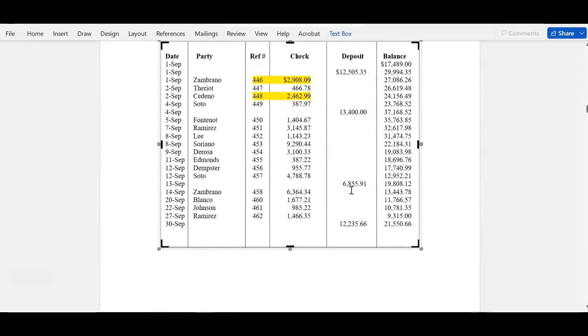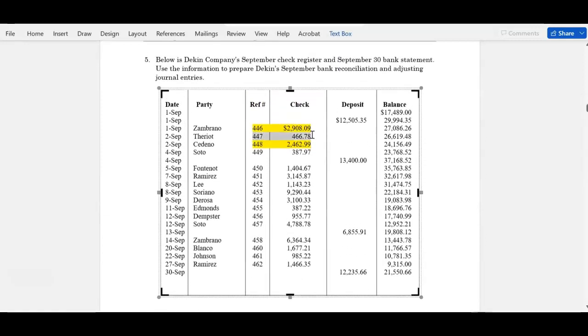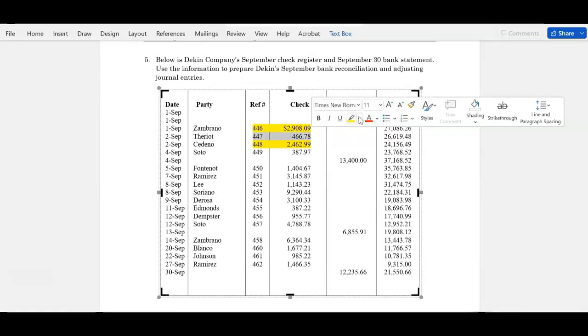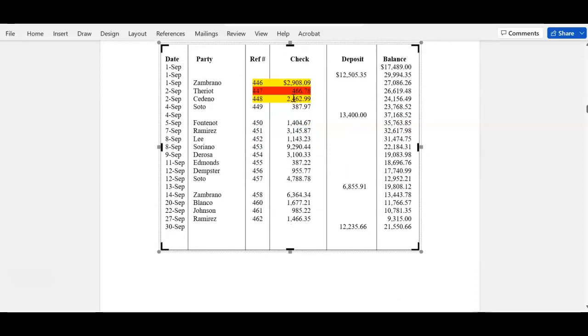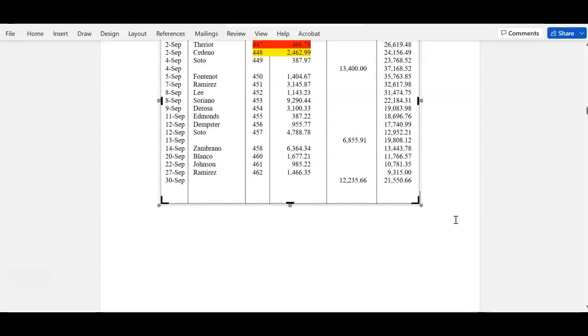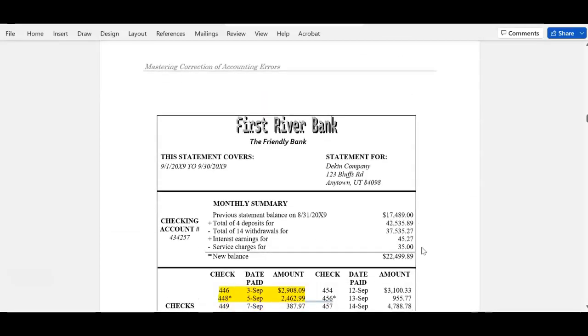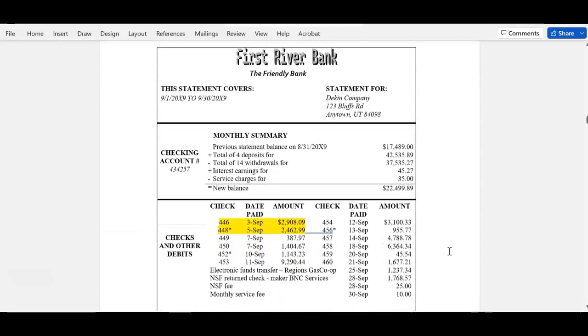So that check that is missing, technically that is a problem. So you want that to be in red because that's the check that is missing. Got it? So the red one is missing. We call that an outstanding check. So this check is not cleared yet, so it's still outstanding. An outstanding check should be deducted from your bank statement balance. So you got the idea what to do, right?